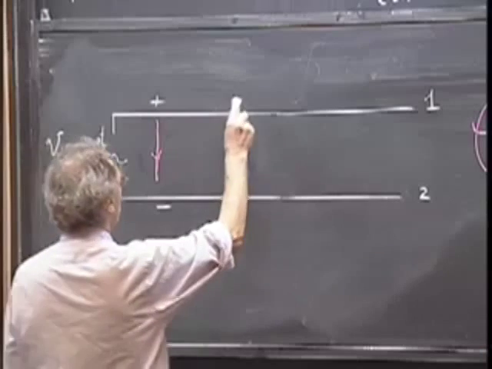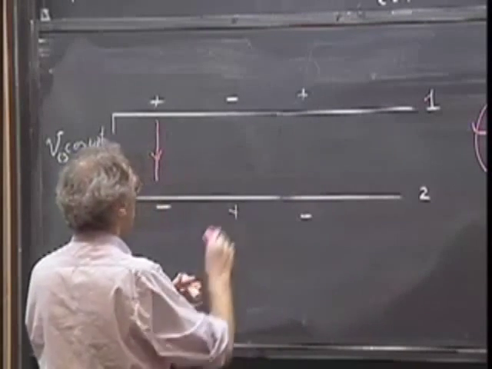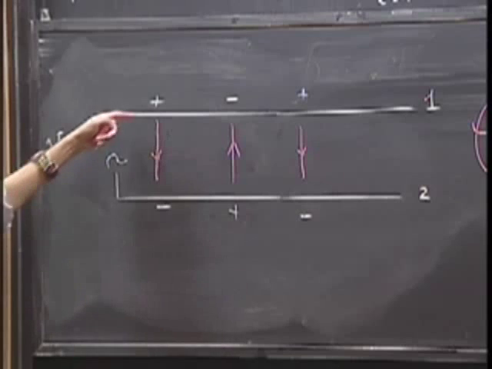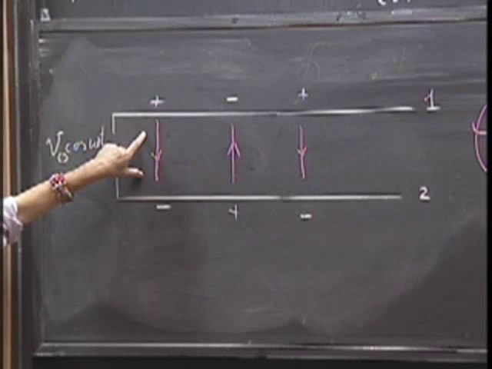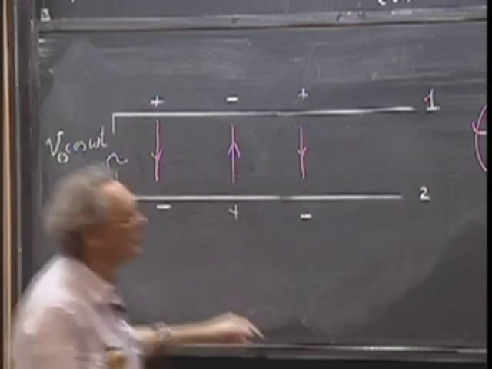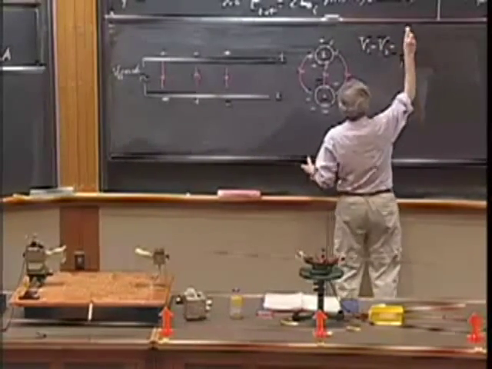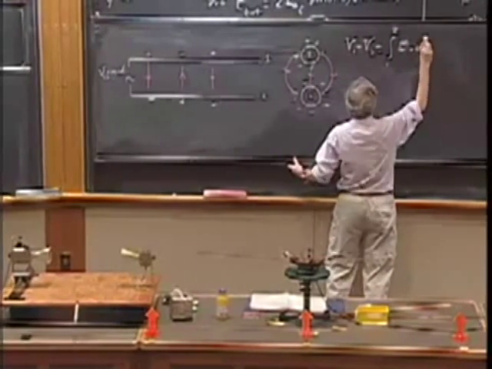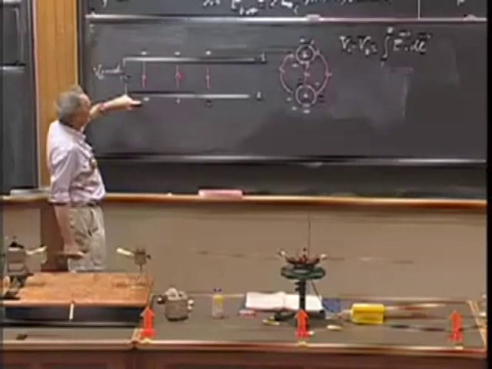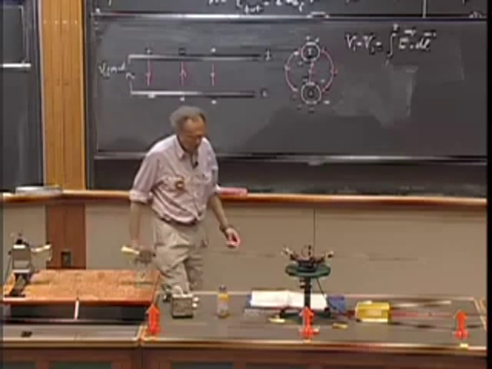But then, of course, there are also going to be locations where this is minus and this is plus, and then where this is plus and this is minus, and so on. Then the electric field is in this direction, and the electric field is in this direction. So the potential difference between here and here is positive. The potential difference between here and here is negative, because it's the integral of E dot dl. So the potential difference, V1 minus V2, is the integral from 1 to 2 of E dot dl. And so if the electric field is in this direction, this has a higher potential than this. If it is in this direction, this has a lower potential than this. And so this is how this voltage wave propagates.